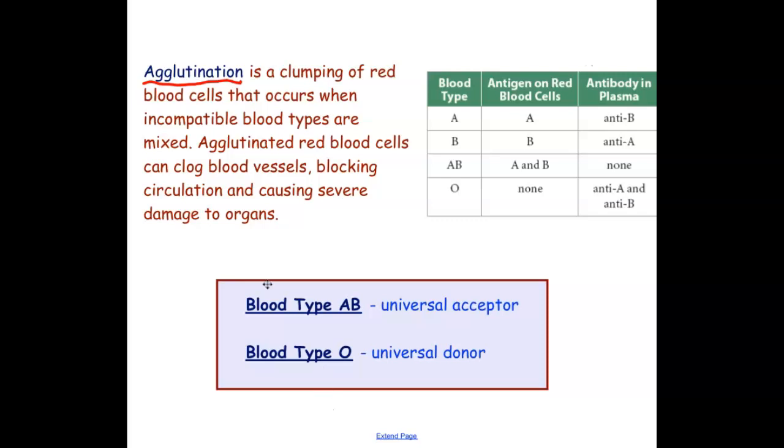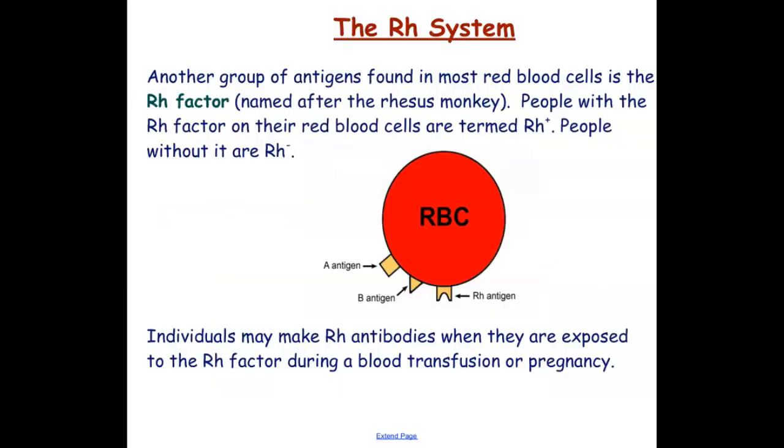So we got to make sure that we're not having agglutination happen, because obviously that's going to be a really bad thing. There's also another piece to this puzzle. It's called the Rh factor. So you're either positive or negative. So on top of the antigens that we have, the A or the B antigen, you can also be positive or negative. So if you're positive, that means that you have it. If you're negative, that means you don't have it.